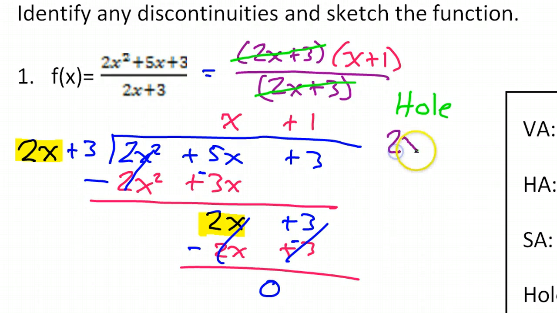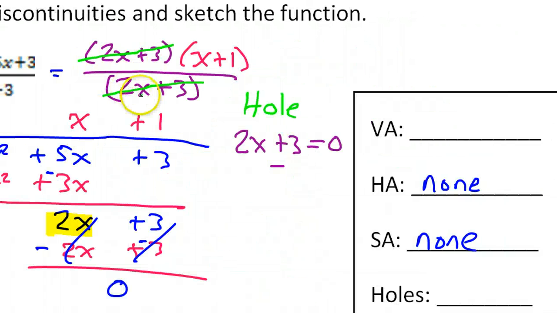So if we set the 2x plus 3 equal to 0, this is going to tell us where the hole is. By the way, this also means there will be no vertical asymptote, because the denominator canceled out. So vertical asymptote, none. There won't be any asymptotes, but there will be a hole.